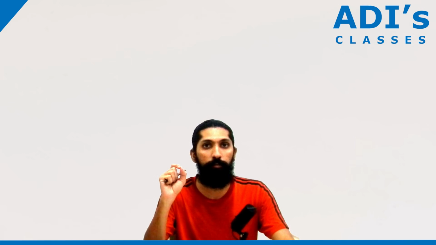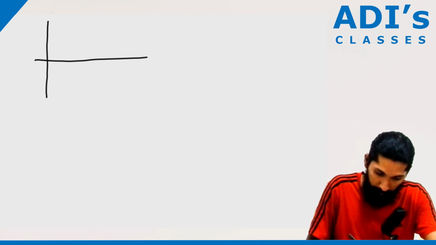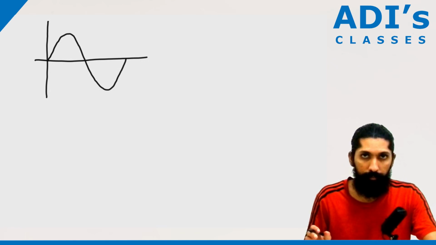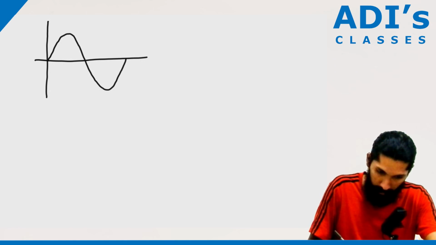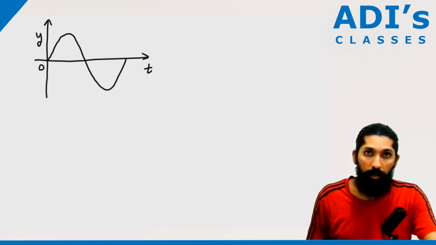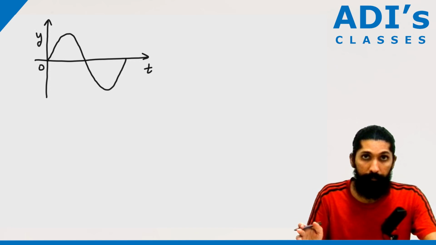For this, we start with a very simple figure. First we'll consider the x and y axis. For this x and y axis, let's say the wave is like this, a simple wave, right? This is the origin, this is the time t, and this is the displacement y. Now in this one, we'll consider some point P.